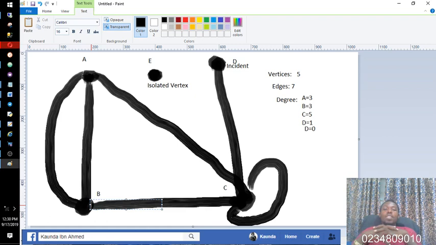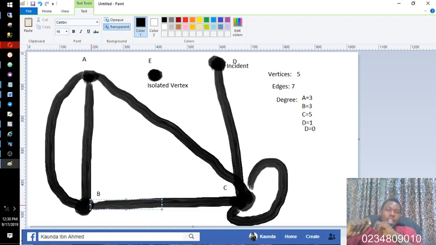Then you also have adjacent vertice and adjacent edge. What I've said is adjacent vertice. Then you are dealing with the points. Point 1, point 2, they are connected. Point 2, point 3, connected. That means they are adjacent.